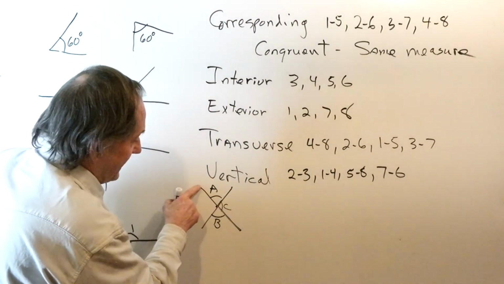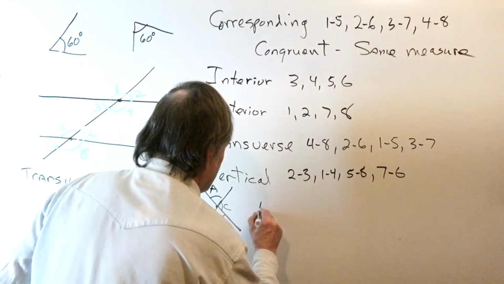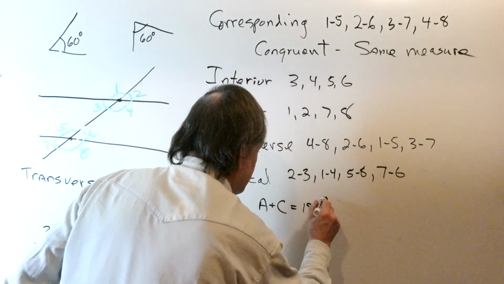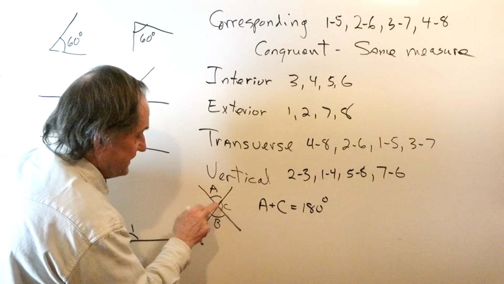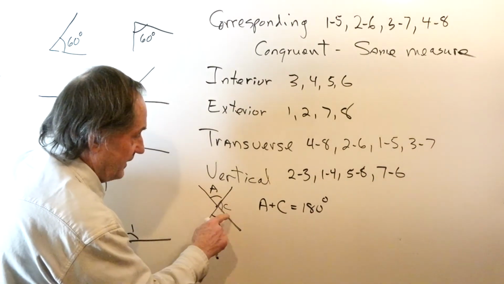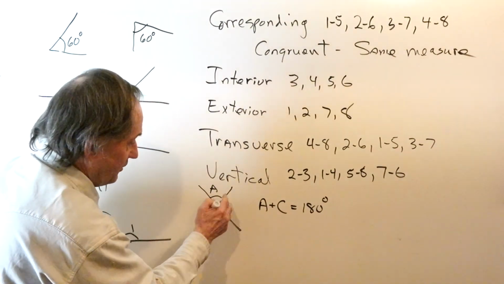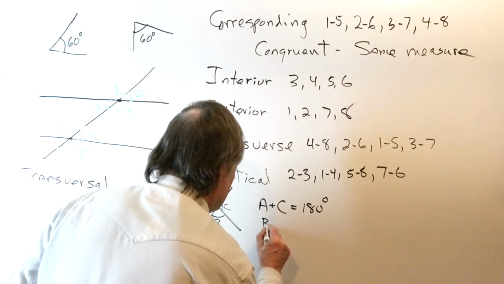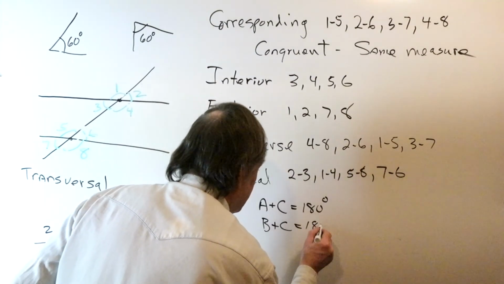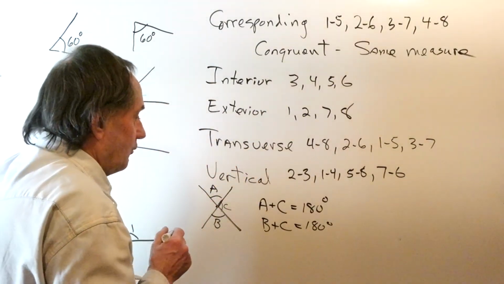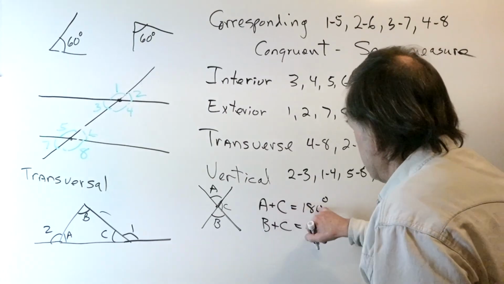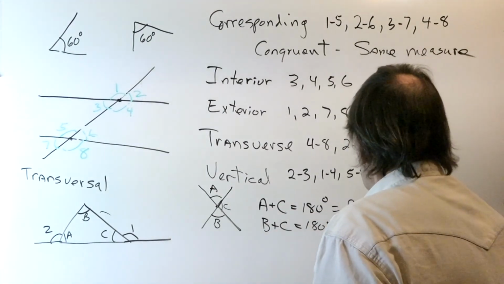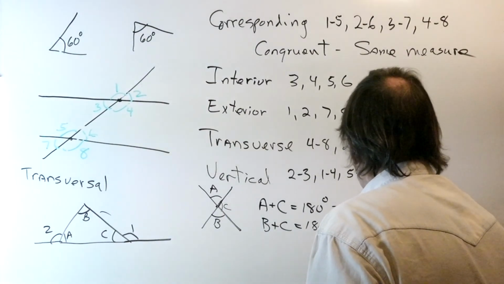Then we know A plus C is 180 degrees by the definition of supplementary angles. A plus C sum to a straight angle. So A plus C is 180 degrees. Also, C plus B is 180 degrees. So B plus C equals 180 degrees. Now, we can equate them. Since A plus C is 180, B plus C is 180, A plus C is equal to B plus C.